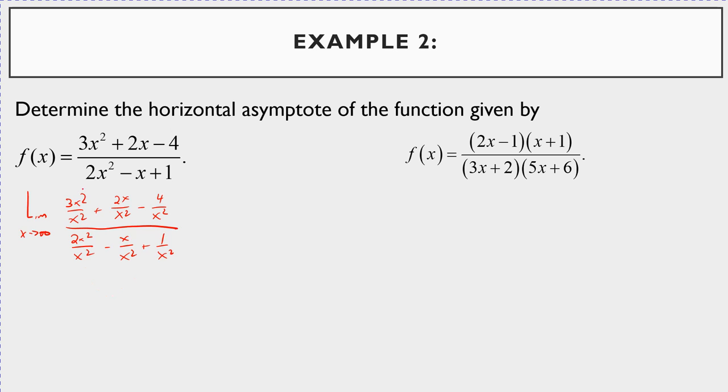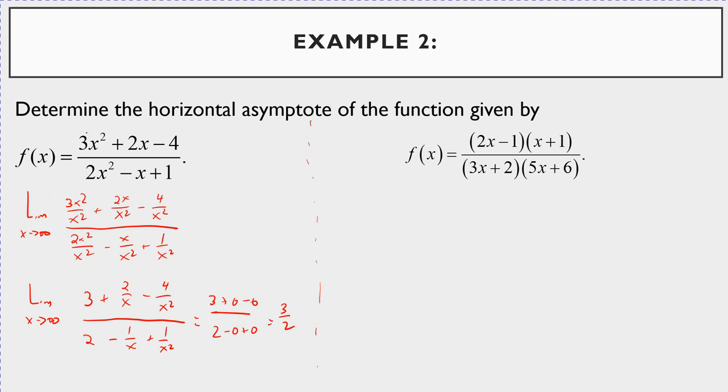Now let's clean this up, right? These x squareds will cancel. So you get the limit as x goes to infinity of 3 plus, this ends up just being 2 over x minus 4 over x squared divided by, these x squareds cancel, so you get 2 minus 1 over x plus 1 over x squared. Well, look, we know that as x goes to infinity, right, this goes to 0, this goes to 0, 0 goes to 0. So it's just 3 plus 0 minus 0 over 2 minus 0 plus 0, which is 3/2. Right, which is just the ratio of the leading coefficients.